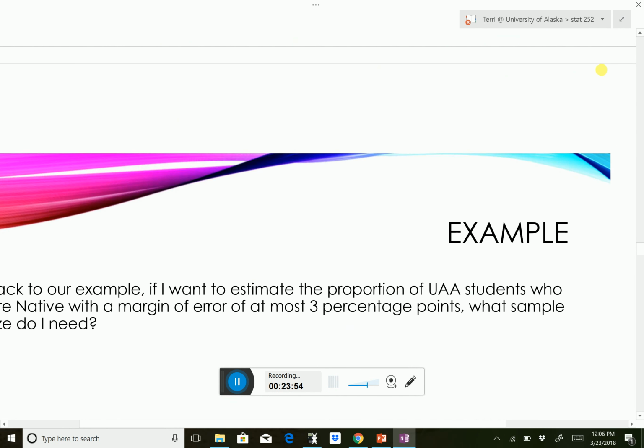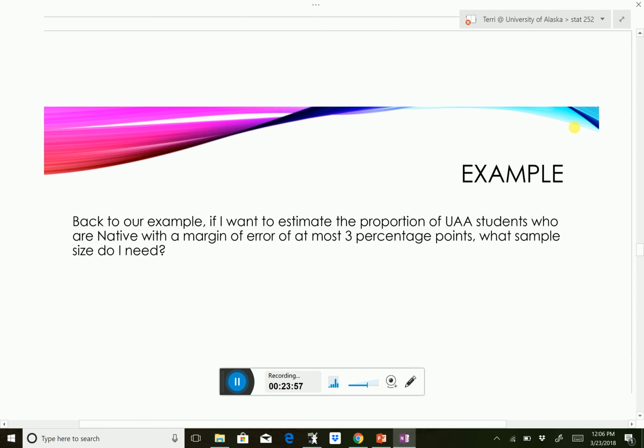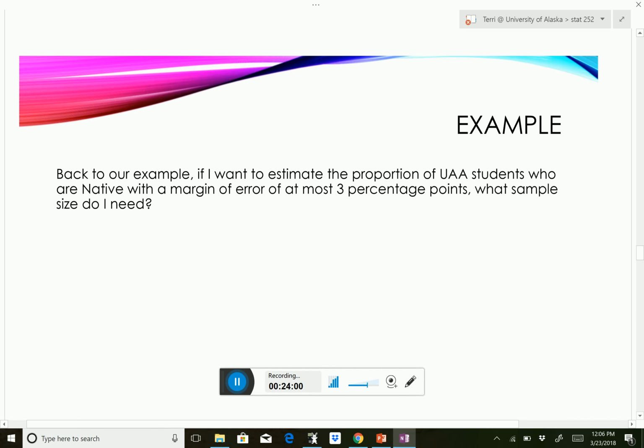So, back to our example. I want to estimate the proportion of UAA students who are native with a margin of error of at most 3 percentage points. What sample do I need? So I'm not going to assume anything about P. Now, if I assume that the highest P can be is 0.3, then I wouldn't use 0.25, but I'm not going to assume anything about P.